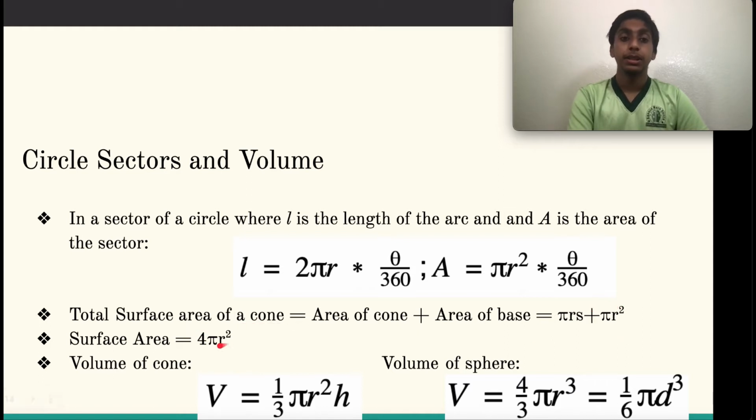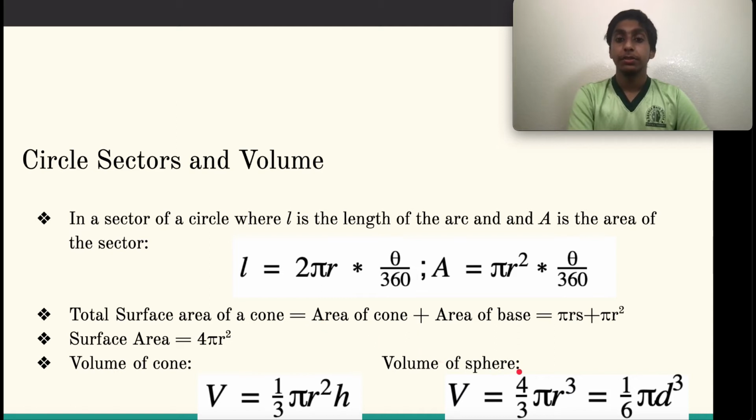Your surface area is going to be 4 pi r squared, right? This is for a sphere. I'm sorry I didn't mention that, but this is for a sphere. 4 pi r squared is how you're going to find the surface area. For the volume of a cone, it's going to be 1/3 pi r squared times the height. So slant height is going to be slanted, and normal height is just going to be straight up. So that's how you can differentiate between the two.